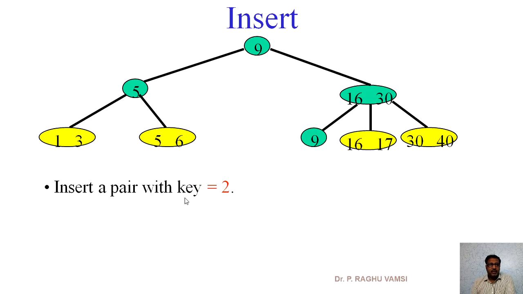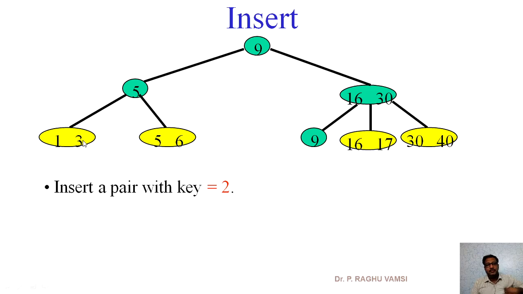Now insert a pair with key equal to 2. 2 is less than 9, so traverse at the left side. 2 is less than 5, so traverse at the left side. Now the elements to be inserted are 1, 2, 3.